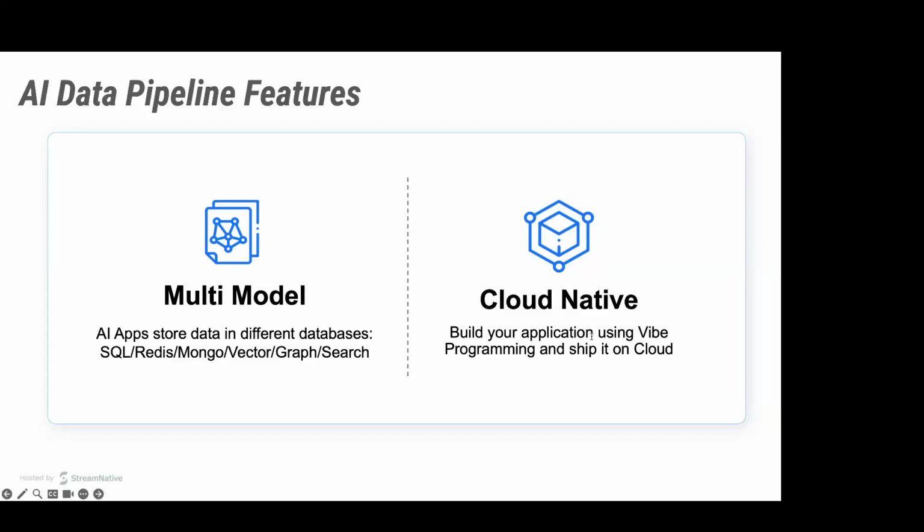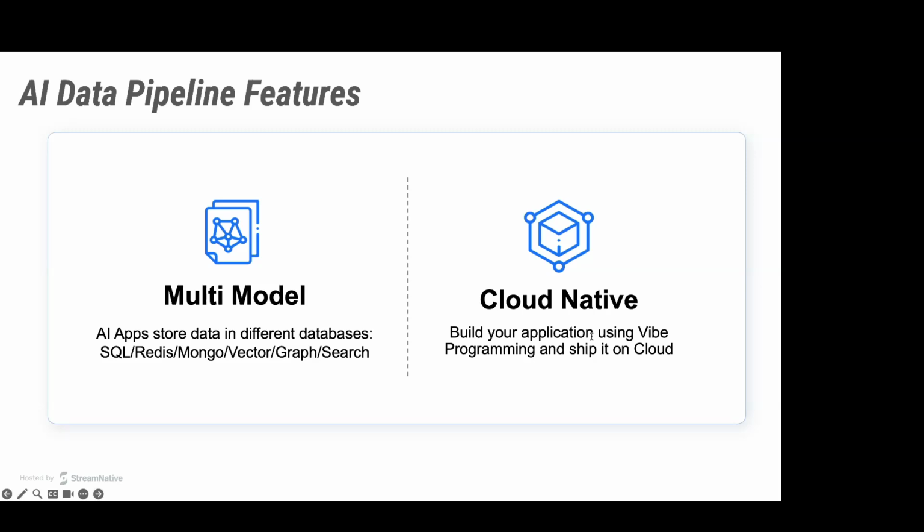Besides the event-driven model, what are the main features of the data products in the above pipeline? I think the first is they all need multi-model. One model isn't enough anymore. Agentic AI apps store data in different databases. The second is cloud native. You need Kubernetes, you need auto-scaling, you need multi-AZ, and all.